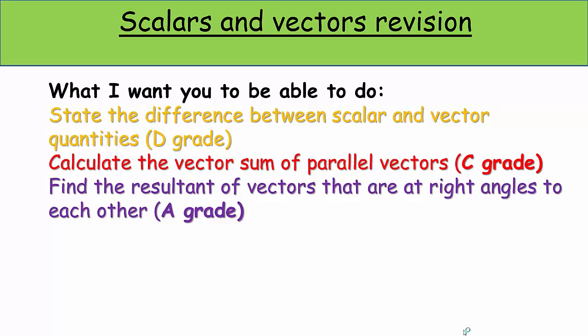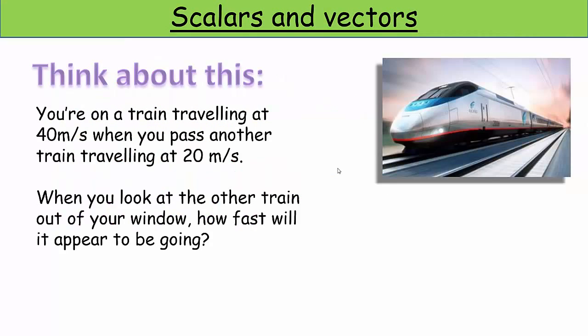I want you to be able to state the difference between a scalar and a vector, calculate the sum of vectors when they're parallel, and then also be able to calculate the sum of vectors when they are at right angles to each other. We're going to work through each of these skills individually and then review the whole lot at the end. First off, I want you to think about this problem.